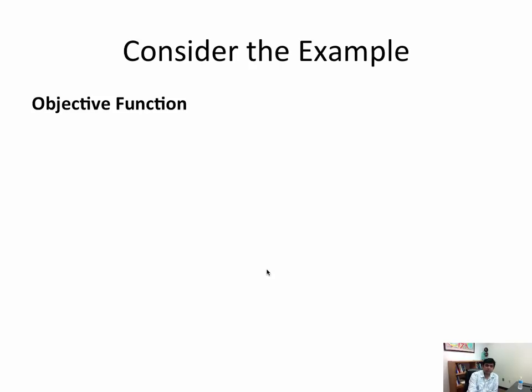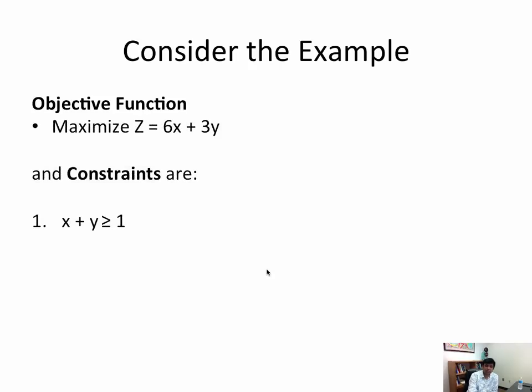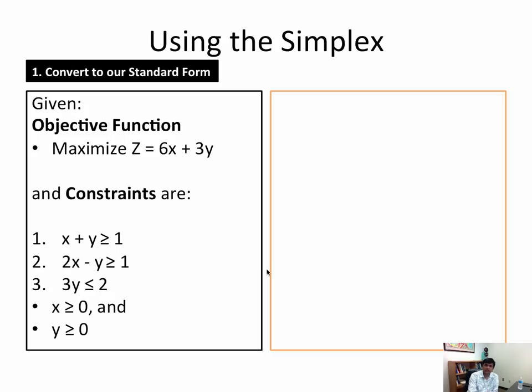We are given an objective function to maximize z = 6x + 3y, and constraints are x + y ≥ 1, 2x − y ≥ 1, 3y ≤ 2, and non-negativity constraints x ≥ 0 and y ≥ 0. If we apply the technique that we learned with the simple simplex method, we will convert this to our standard form.